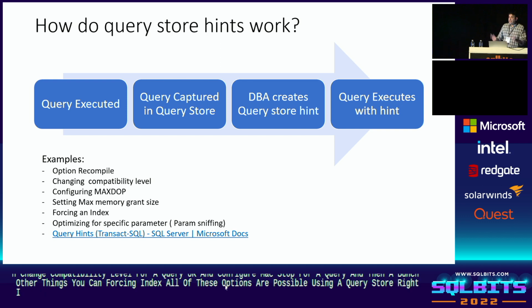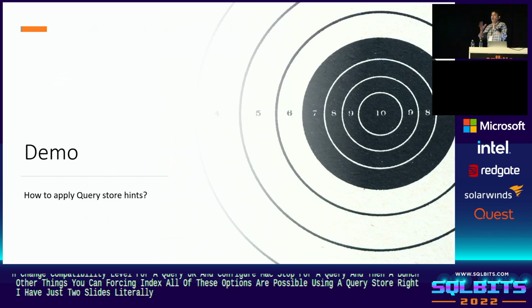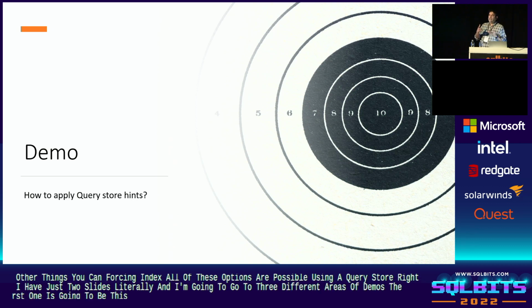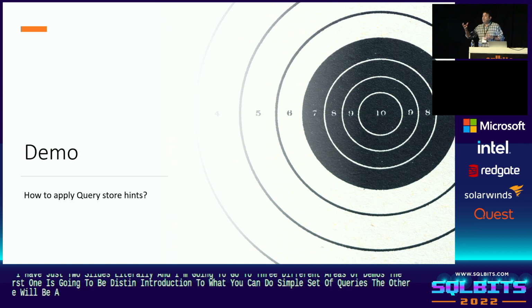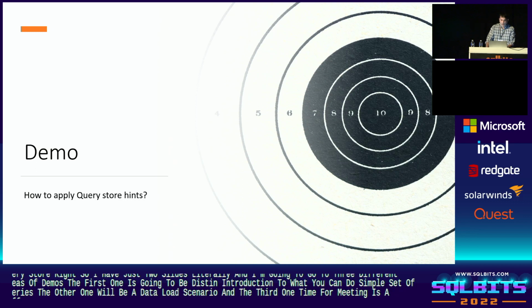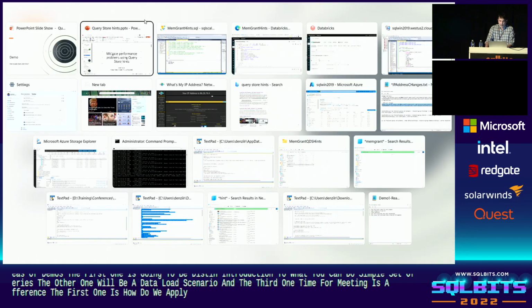So I have just 2 slides, literally, and I'm going to go through 3 different demo scenarios. The first one is just an introduction to what you can do, with a simple set of queries. The other one will be a data load scenario, and the third one, time permitting, is a different scenario. So first, how do we apply query store hints?